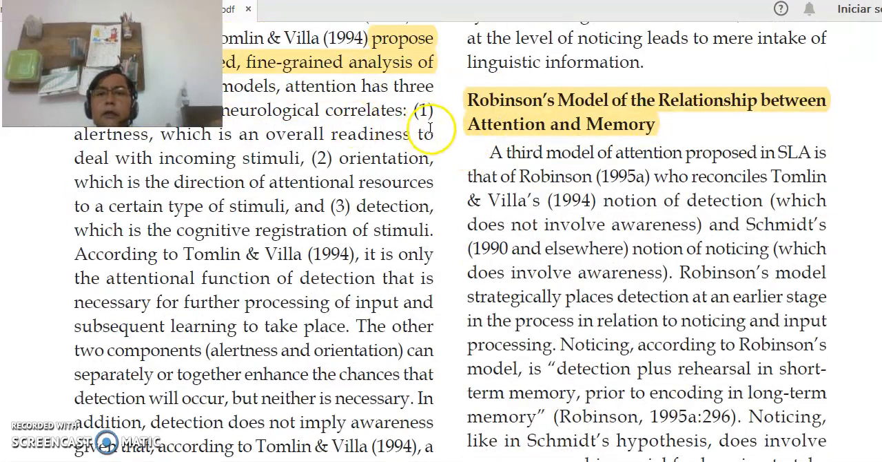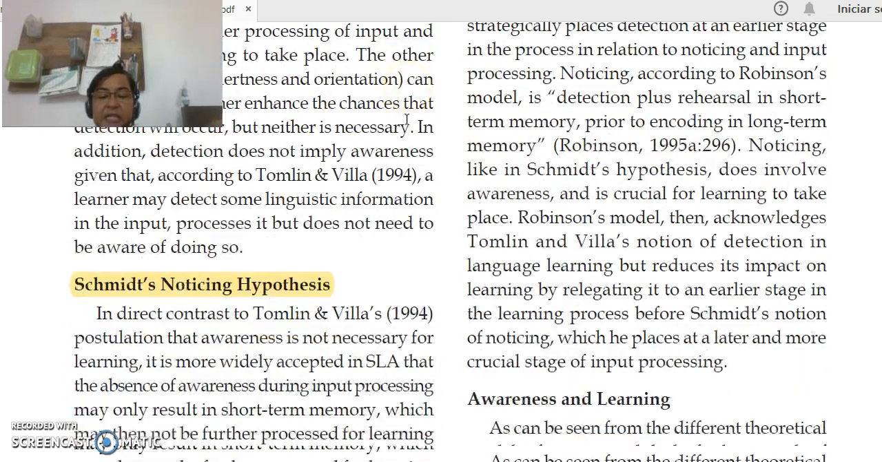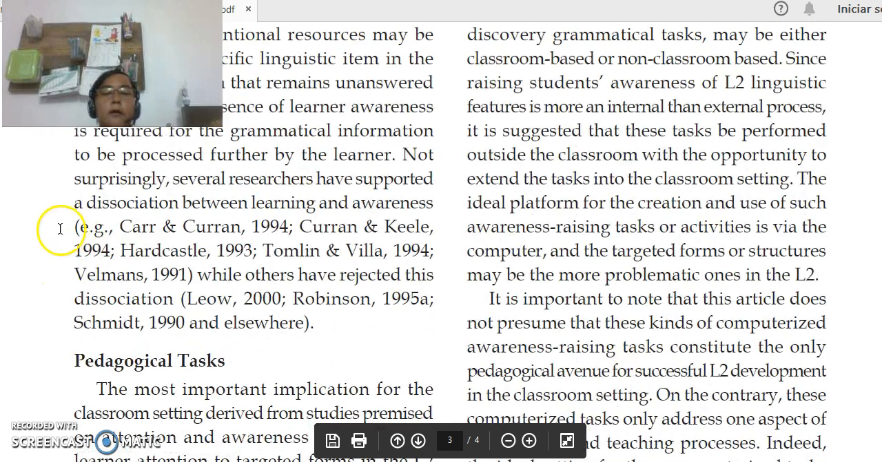We find Robinson's model of the relationship between attention and memory. This third model reconciles the previous models in the strategically located early detection of the process in relation to the perception and input processing. The perception, as in Smith's hypothesis, implies awareness and is transcendental for learning to take place.